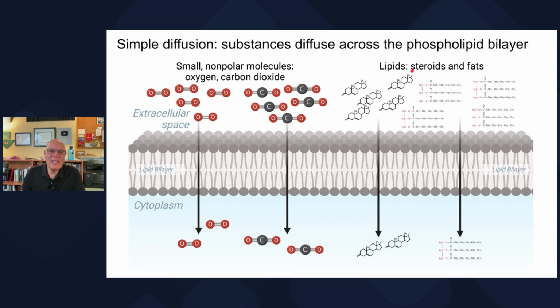Lipids, such as steroids and fats, can also diffuse right through the phospholipid bilayer. So here's some kind of steroid. It might be a steroid hormone like testosterone or estrogen, the masculinizing and feminizing hormones that have such a big effect on our bodies as we develop. Well, they are lipids. They're non-polar. They can diffuse right through the phospholipid bilayer, and fats can do the same. These look like triglycerides, and they can make it right through the phospholipid bilayer. That's simple diffusion.